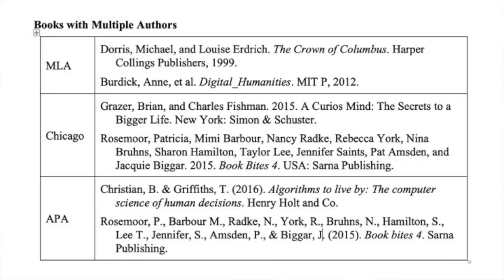As per APA format, when there are up to 20 authors, write the last name of all the authors followed by the initials. And before the name of the 20th author, use an ampersand. And when there are 21 or more authors, after the name of the 19th author, insert an ellipsis, that is three dots, and then add the final author's name. Okay, I think that is clear.